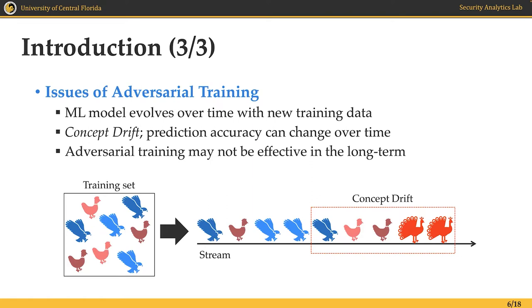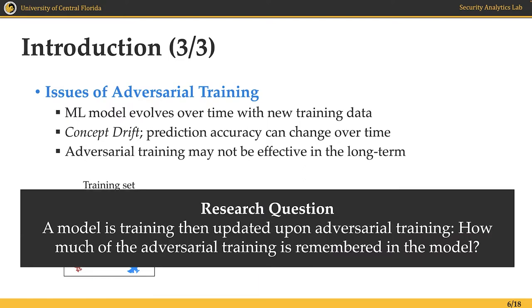Some issues with adversarial examples include that machine learning algorithms evolve over time with new training data. This training data addresses what we call concept drift: can prediction accuracy change over time? To improve the accuracy, you need to incorporate new training data in the model. However, it is not really well understood how effective adversarial training is under this natural evolution due to the retraining of the model. So the essential question that we pose in this small work is: a model is updated upon adversarial training, however, how much of the adversarial training is remembered in the model?